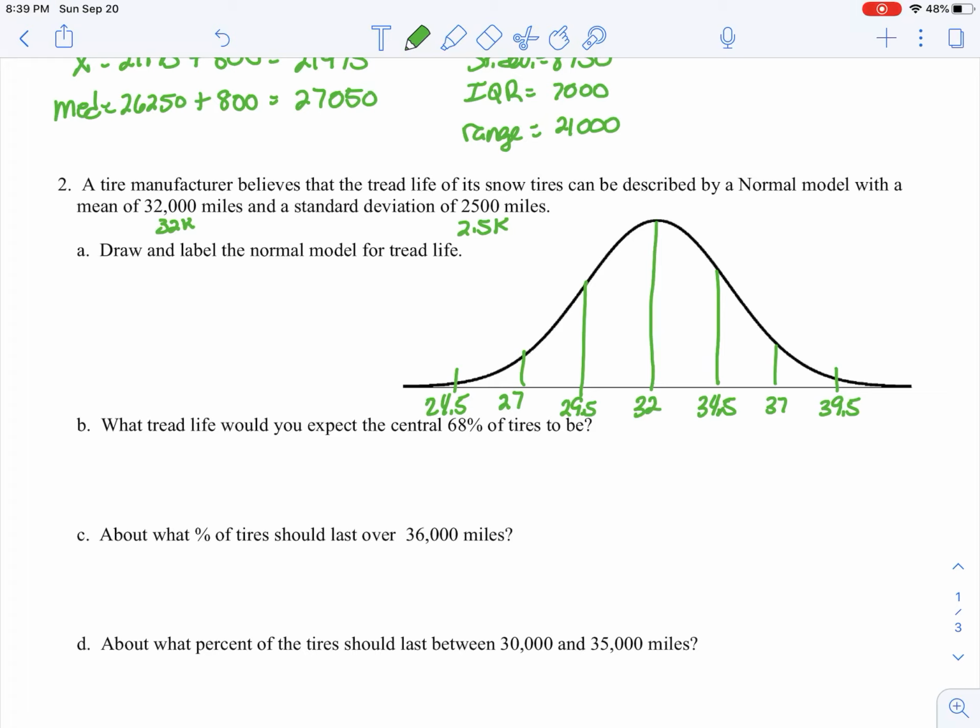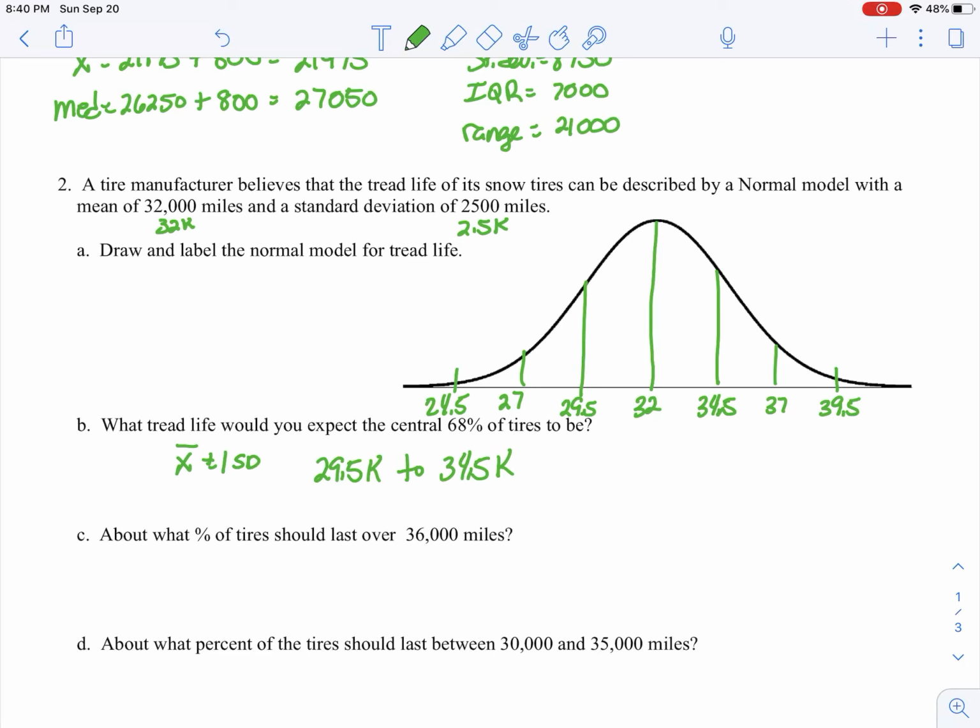And again, this is prepping you for a multiple choice question, so we don't have to be so technical with some of the notation that we need to use. But what tread life would you expect to be the central 68%? That's just an empirical rule problem. We hopefully know that that's my mean plus or minus 1 standard deviation. So that means we're going to go from 29.5K to 34.5K.